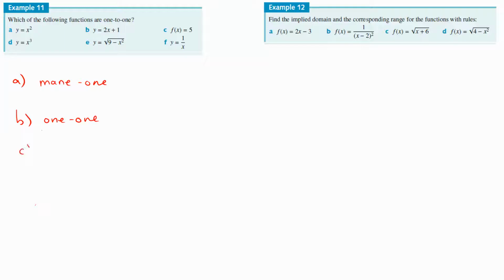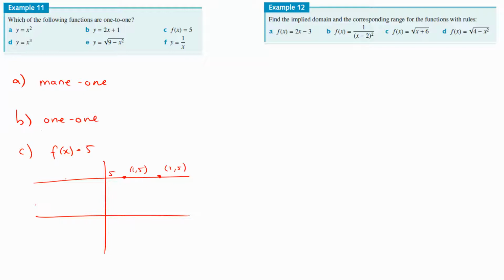All right, so C: f of x equals 5. That's a straight line. It's just saying that the y-coordinate is always 5. So if the y-coordinate is always 5, it looks like this. At the point 1, 5, the y-coordinate is 5. At the point 2, 5, again the y-coordinate is 5. So if you draw it out, it's a horizontal line. So this is now not a one-to-one. It is a straight line, but in this case you can see that for one y, you have many x's. So this is a many-to-one. So not all linear graphs are one-to-one.